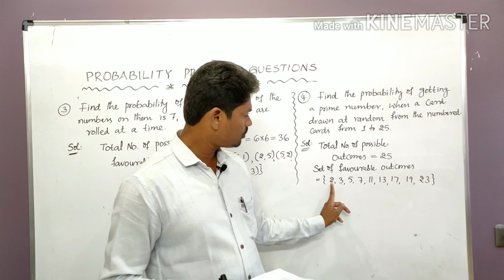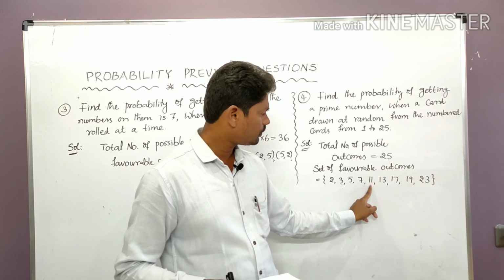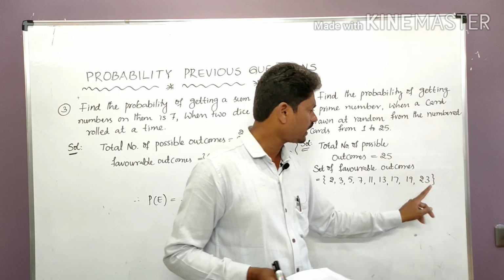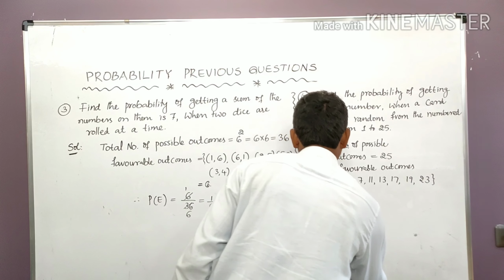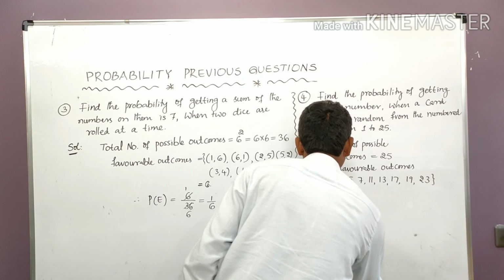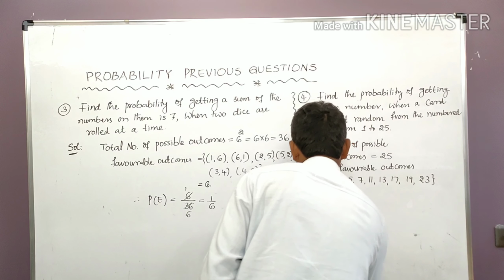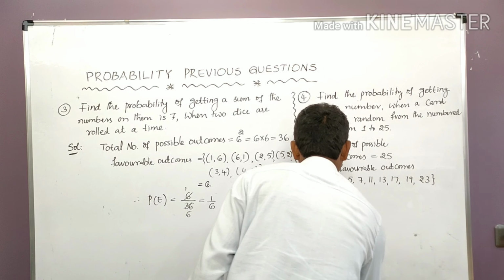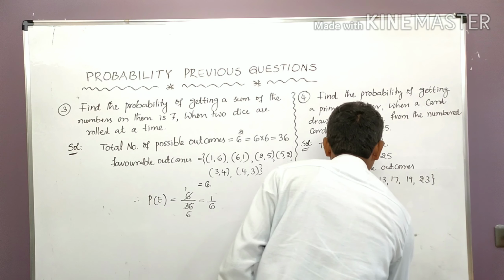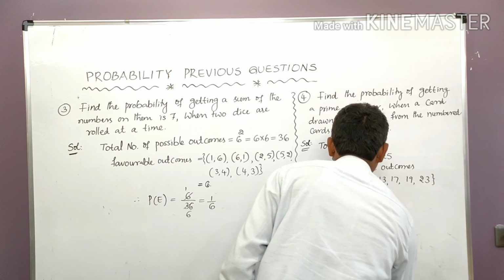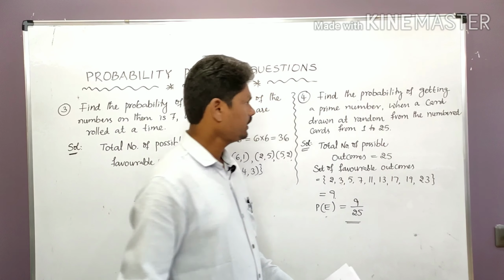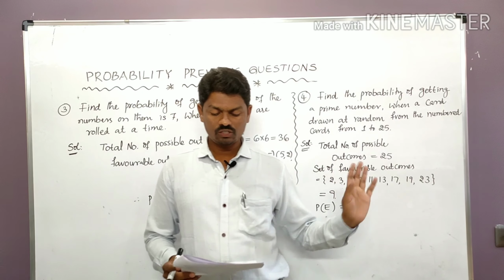So how many are there? Count: 1, 2, 3, 4, 5, 6, 7, 8, 9. So there are totally 9 primes between 1 and 25. Therefore, if E is an event, P of E is equal to 9 by 25. So that's all, students.